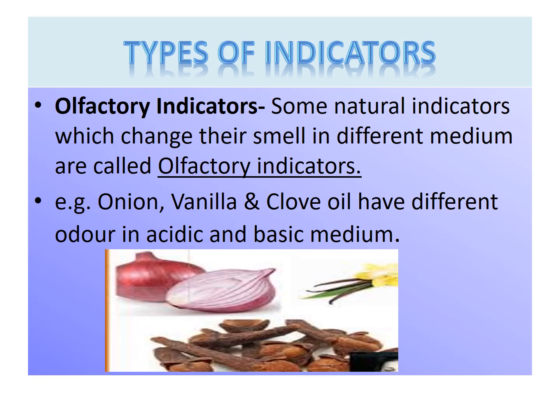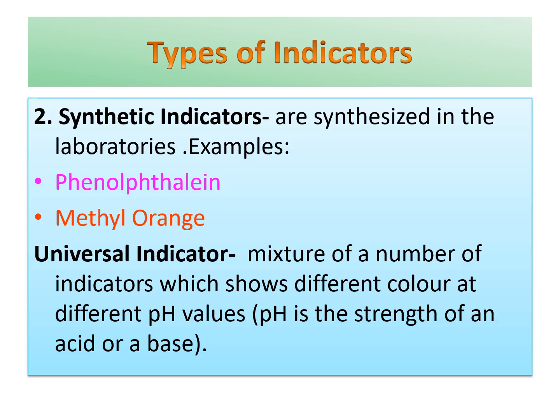Remember, these indicators are useful for the visually challenged people because they can't see the color change, but they can observe the change in odor in the different mediums. On this basis, they can identify the acidic or the basic medium.